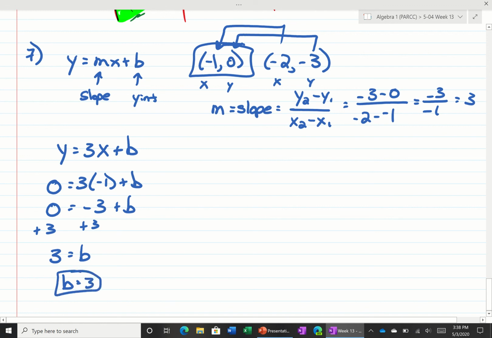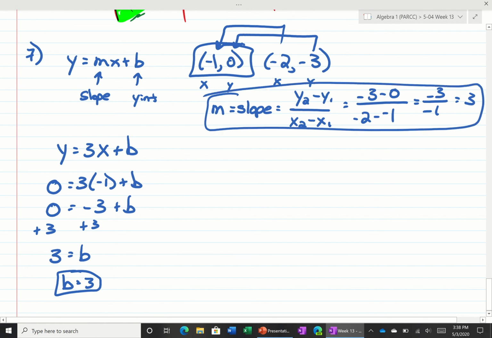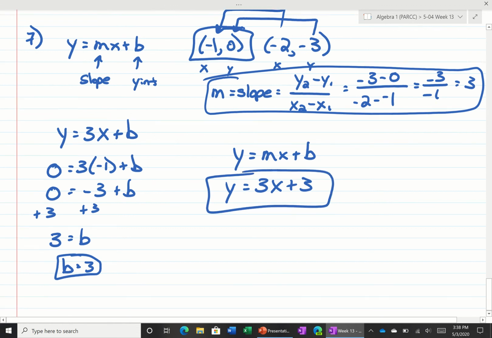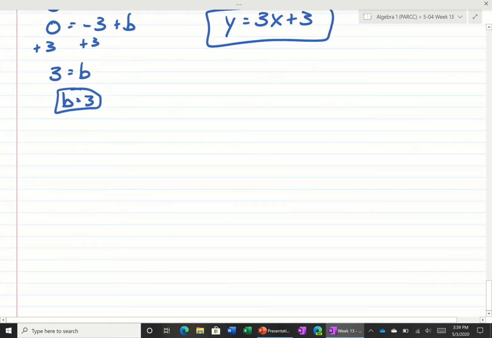So combining our b of 3 and our slope of 3, what we wind up with in slope-intercept form is y is equal to our slope times x plus the b value. So that's the answer to number 7. Let's go to our last page, page 4. Take a look at number 8.